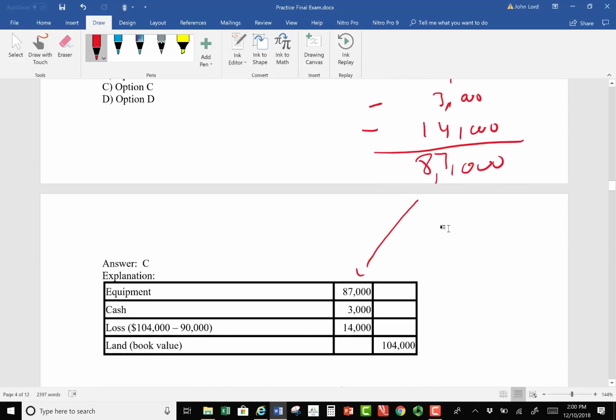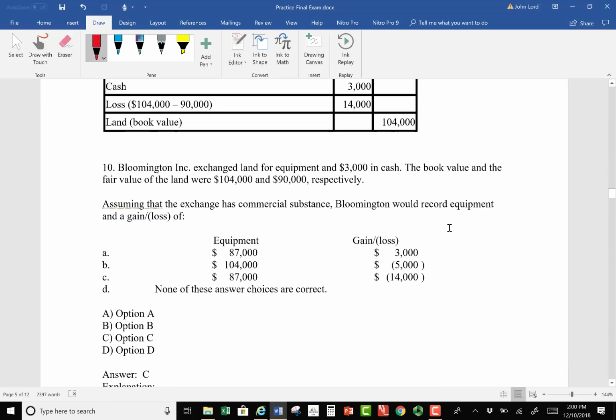Okay. Are you getting tired of these yet? Okay, assume the transaction has commercial substance.